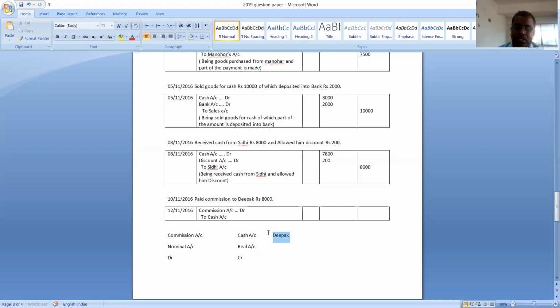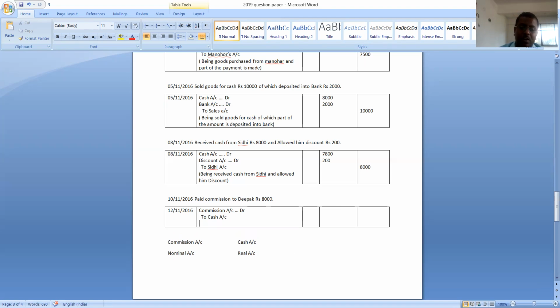Understood? Actually, to whom you paid, it is not important. What you paid is more important. So here you should consider two accounts. One is commission account and another one is cash account. Commission is expenditure, so it is nominal account. It should be debited, debit all expenses and losses. And cash account should be credited because cash is going out of the business.